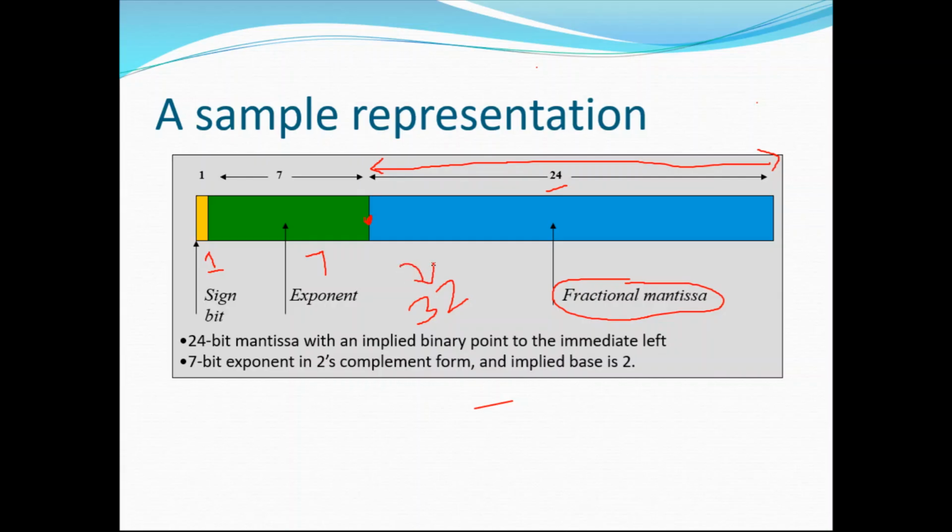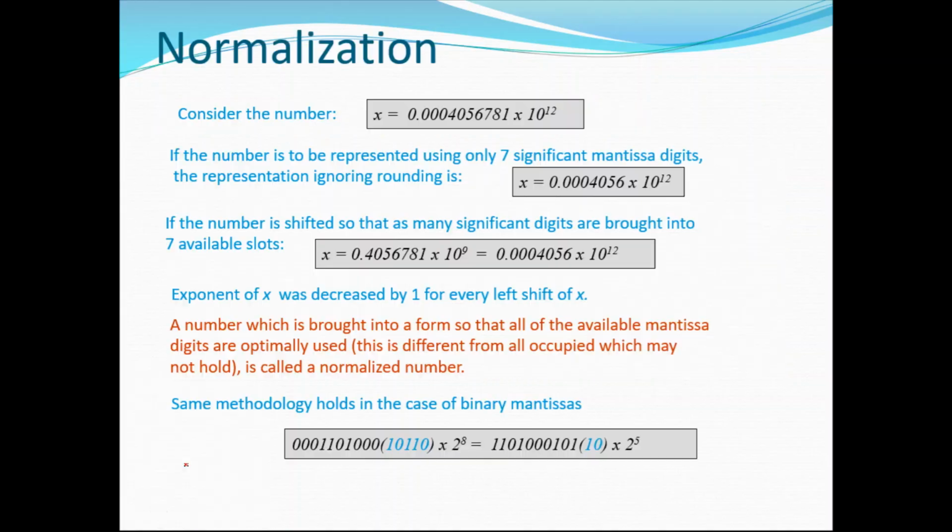Also, IEEE assumes that the number before the binary point is 1, because that is the maximum you can have, either 0 or 1. So this is how IEEE suggests representing a floating point number.